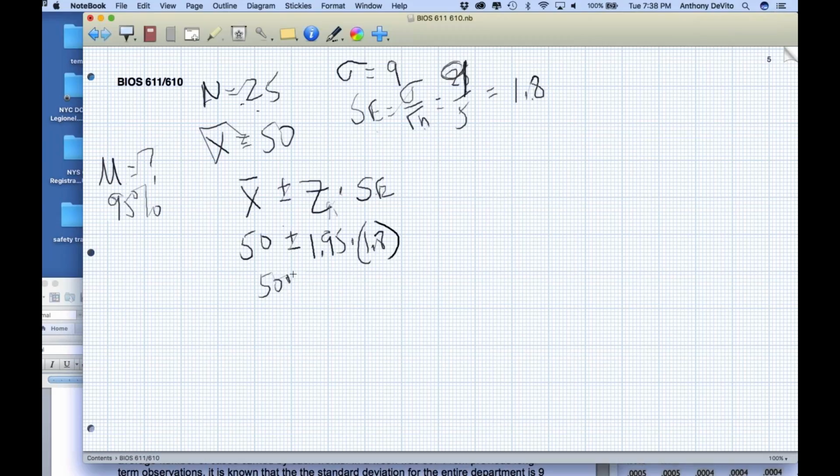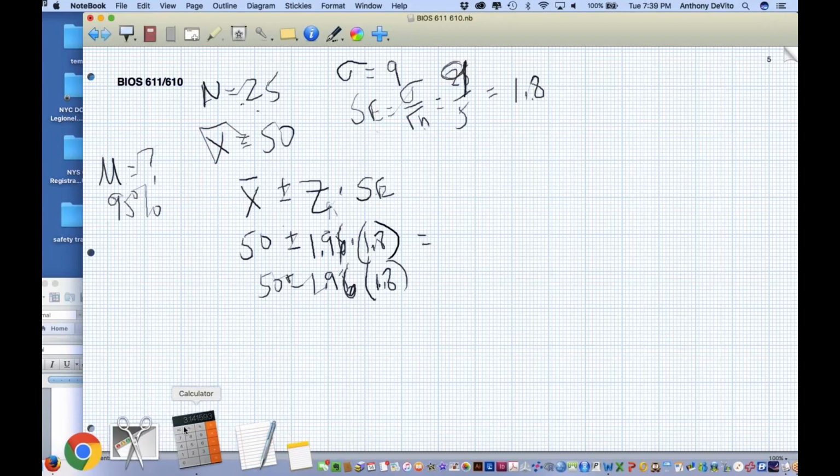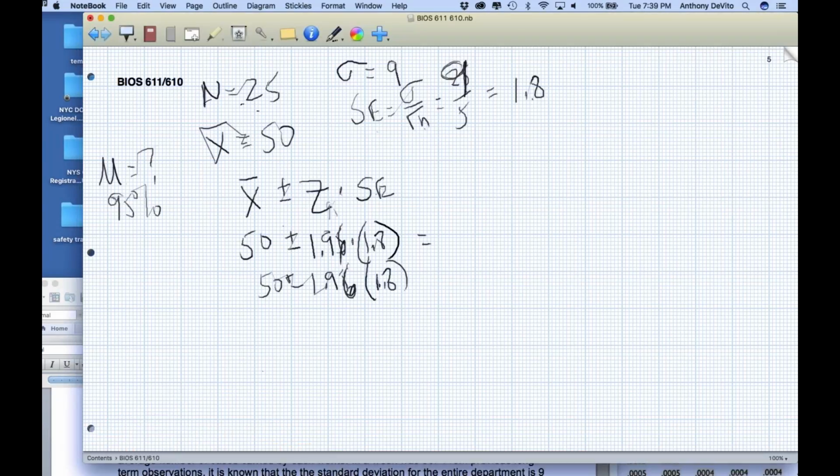50 plus or minus 1.96. You guys can catch me on that stuff, right? Times 1.8. Okay, that's the Z-score for 95%. So what is that going to be equal to? Let's see if I can get my calculator up. If not, you guys might be ahead of me. Good work. 3.5. I'm going to call that 3.5.